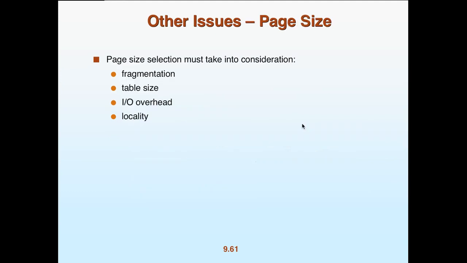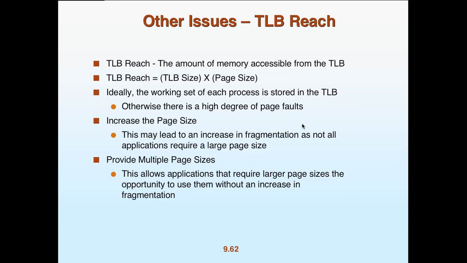Maybe other issues may also be associated with the page size, so page size selection, taking into consideration fragmentation, table size, I/O overhead, or locality. So yeah, the page size is definitely a consideration as well. Maybe looking at a look-aside buffer, translation look-aside buffer, or some sort of a memory access. So taking a look at the amount of accessible memory from the look-aside buffer, going back to the main memory lecture we had, in terms of the definition of that, it can be implemented from a hardware or from a software perspective.